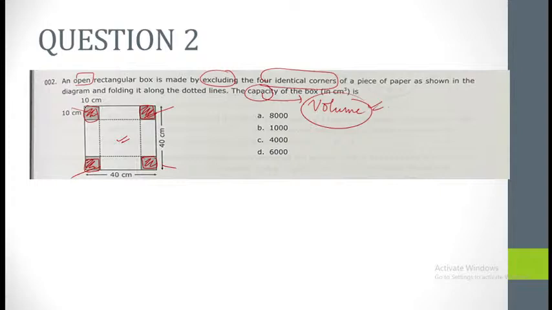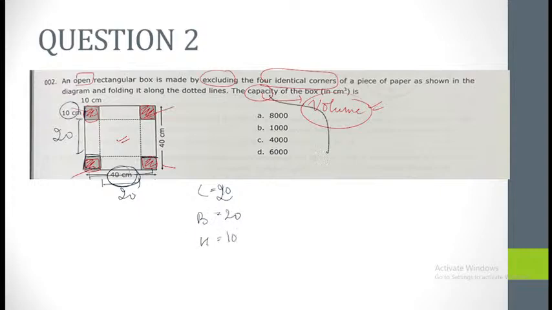So see, this is a rectangular box given in front of us. The length is given as 40 and the breadth is also given to us as 40. Okay, so now we are excluding this, and what is shown? That this one side is 10. So if we are excluding 10 from both of the ends, this would be 20, and over here as well it would be 20. And what would be the height? Because we are folding it for 10 centimeters. So length would be 20, breadth would be 20, and height would be 10, right?